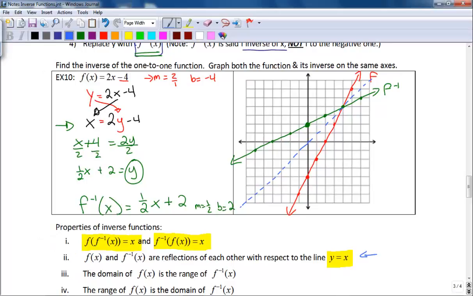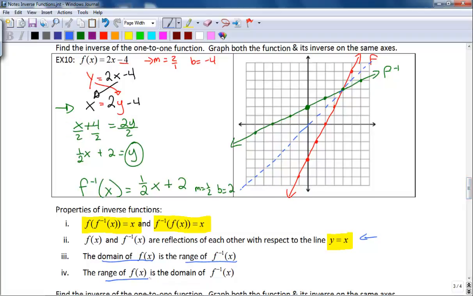Also, the domain of f of x is the range of f inverse of x, and the range of f of x is the domain of f inverse of x. The reason for this is, remember, we swap the x and the y to find the inverse. So it makes sense that the x's for my f of x are the y's for my inverse, and that the y's for my f of x are the x's for my inverse.